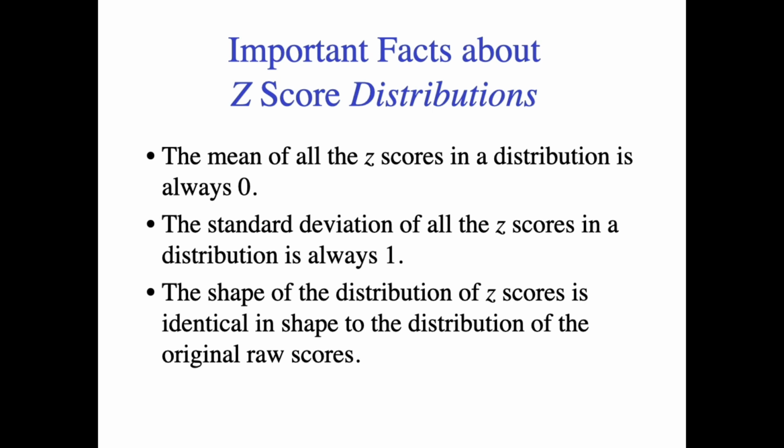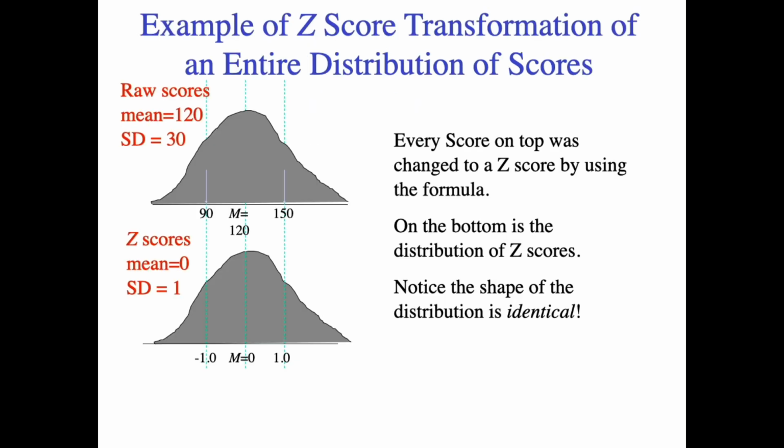And finally, the third important fact about z-score distributions is that the shape of the distribution of z-scores is identical in shape to the distribution of the original raw scores. So nothing has changed about the shape. It's just the mean and the standard deviation that's changed once we've changed everything to z-scores. All right? So take those 3 facts and let me try to show you some examples to convince you of this.